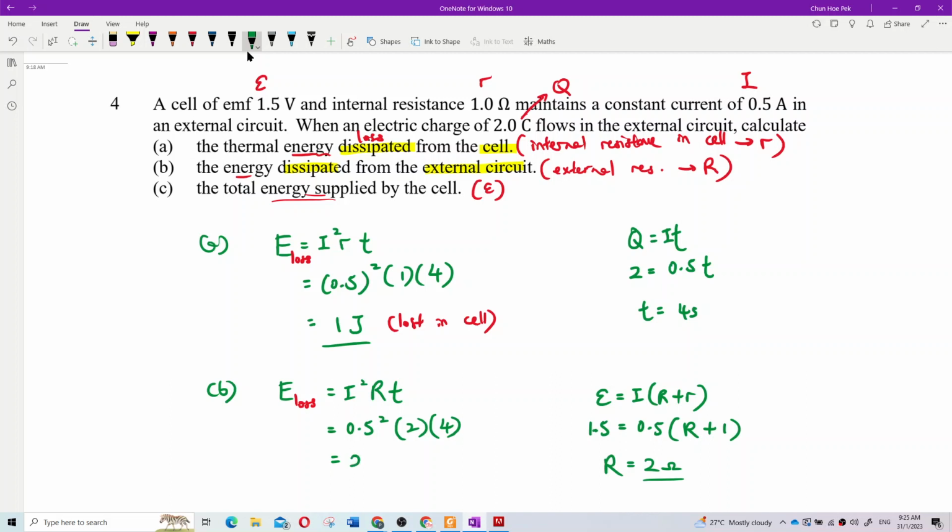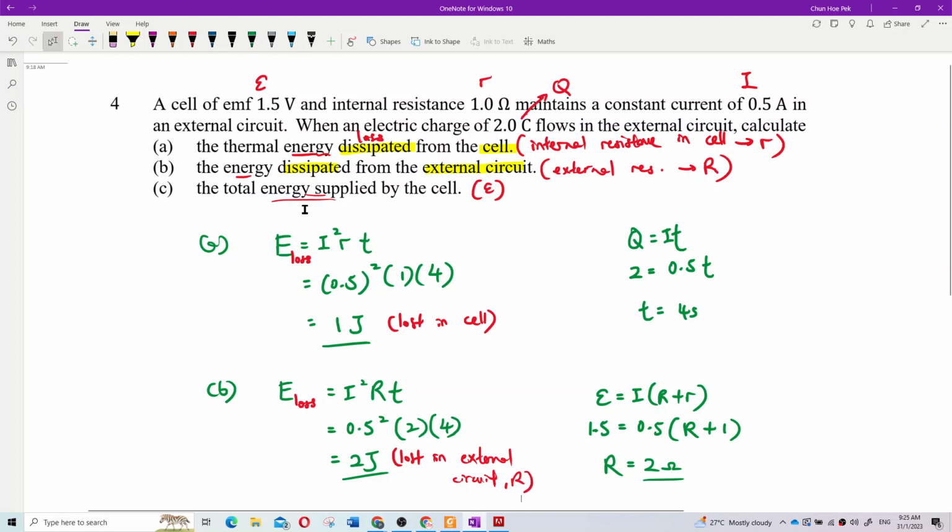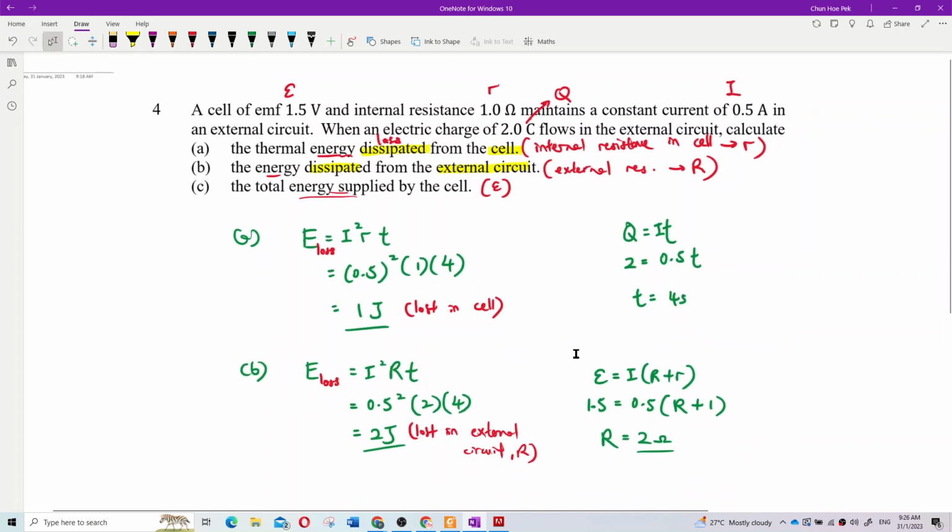So the energy loss in this one, where is the energy loss? Loss in circuit. So you should write loss in external circuit, external resistance, R. 1 joule lost inside the battery, 2 joule lost in the external circuit, outside the battery.